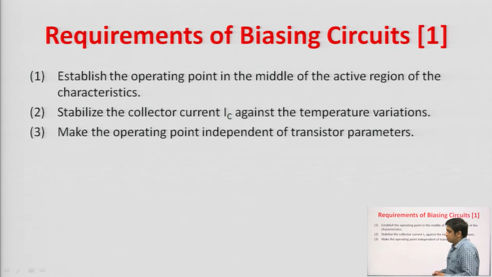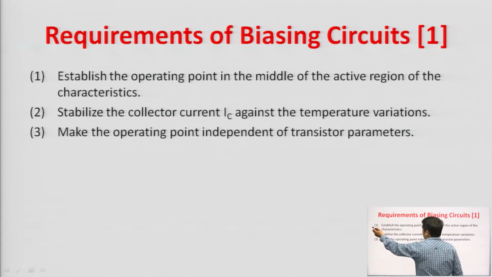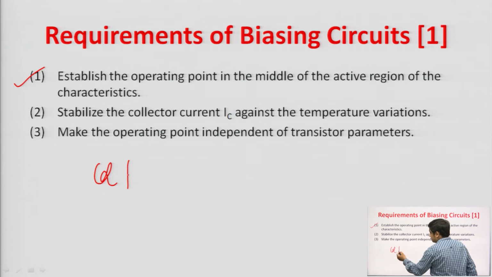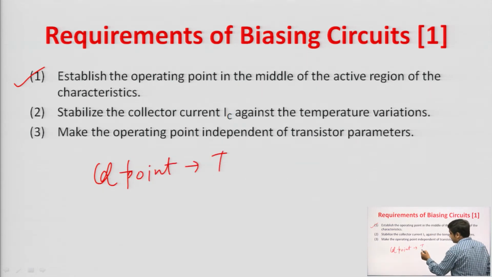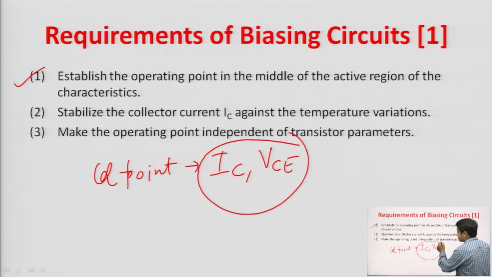So, it is quite clear what the requirement of biasing is: to establish the operating point in the middle of the active region. And what is this Q point? This Q point is the value of your collector current IC and VC, the DC collector current and the DC collector to emitter voltage. That is the operating point, that is the Q point.